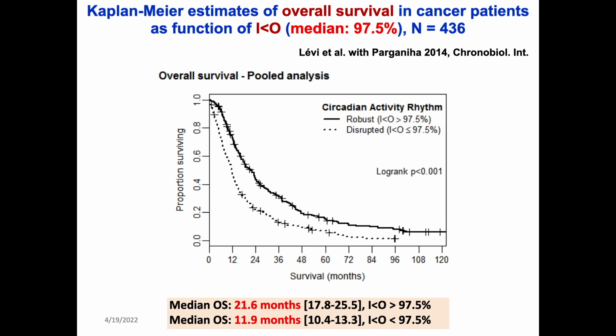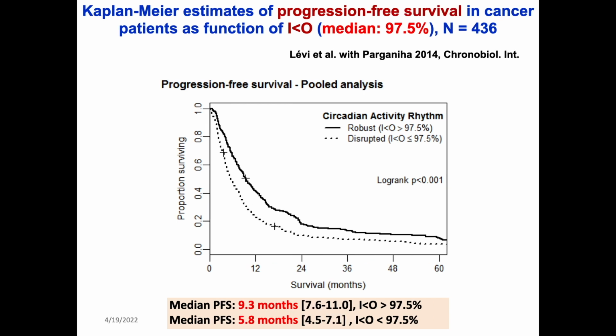And then we found that the median overall survival was 21.6 months in the group who have the robust rhythm, whereas in the patients who have the disrupted rhythm, the median overall survival was 11.9 months only. Then we also computed progression-free survival, again taking the median dichotomy index, and we found that the median progression-free survival was 9.3 months in the group who have the robust rhythm, that is the higher dichotomy index, whereas it was reduced to 5.8 months in the group who have the disrupted rhythm.